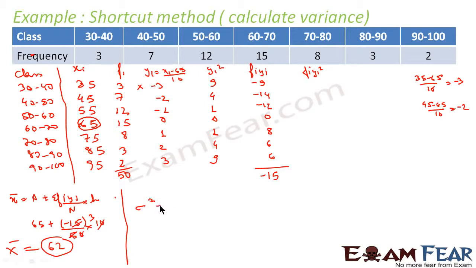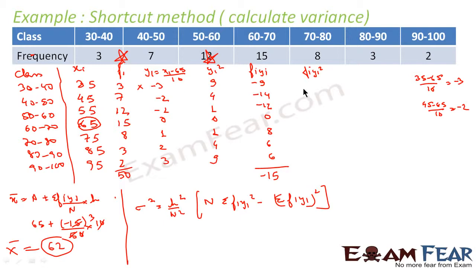Variance is nothing but h square by n square into n sigma fi yi square minus sigma fi yi whole square, correct? So for this we need sigma fi yi square. So let's find sigma fi yi square. Here fi yi square will have to multiply this column with this column.